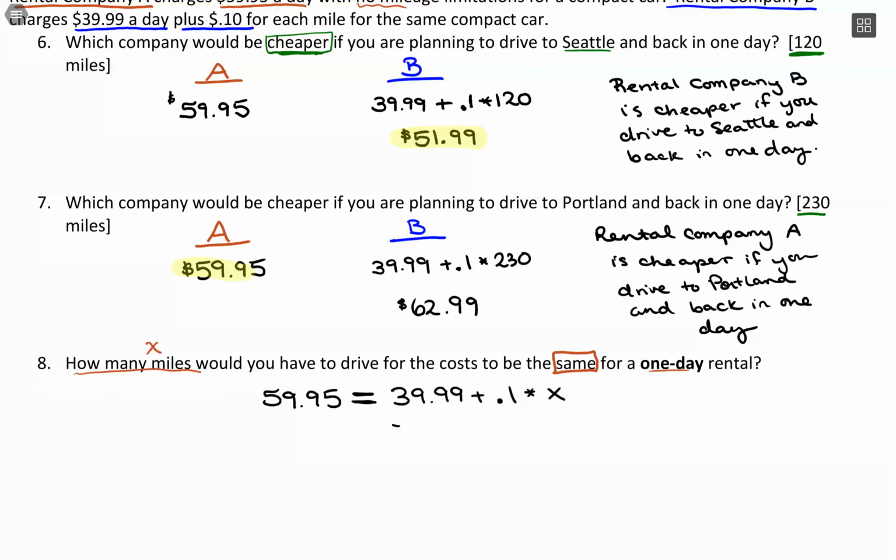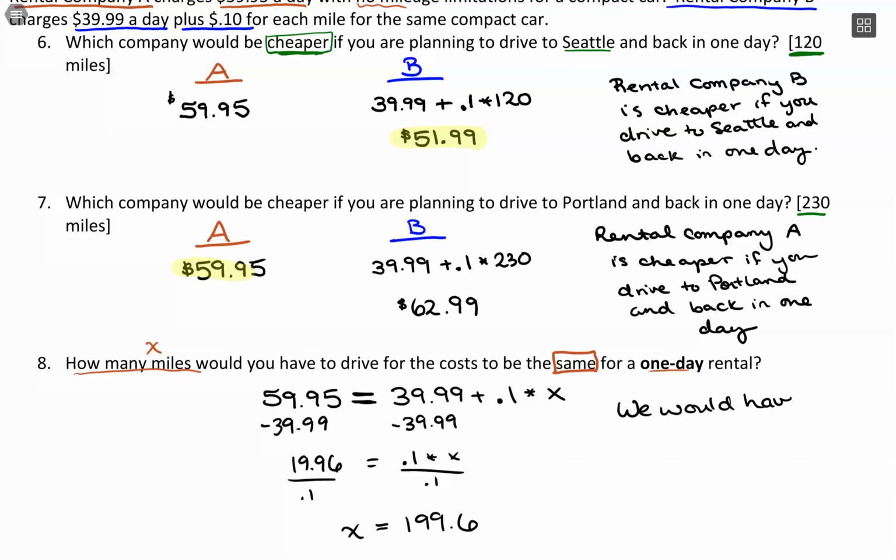So what we'll do is subtract 39.99 from both sides first. That'll be 19.96 equals 0.1 times x. Divide by 0.1, divide by 0.1, and we'll get x equals 199.6. So we would have to drive 199.6 miles for the costs to be the same.